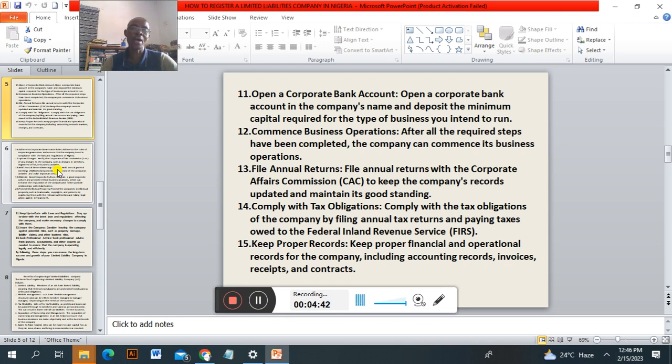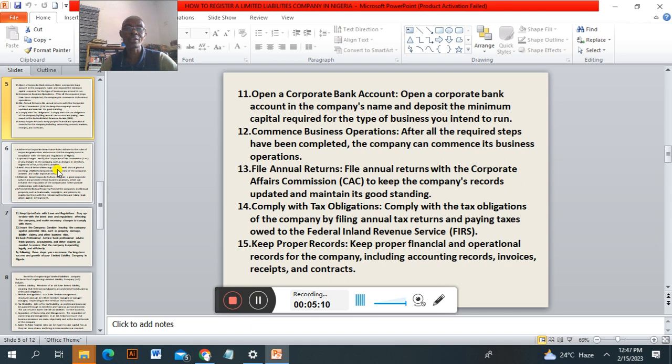Number 13, file annual returns. File annual returns with the Corporate Affairs Commission to keep the company records updated and maintain good standing. Number 14, comply with the tax obligations. Comply with the tax obligations of the company by filing annual tax returns and paying tax owed to the Federal Inland Revenue.